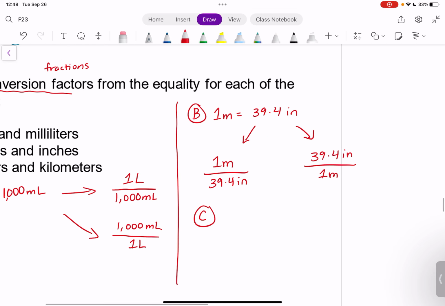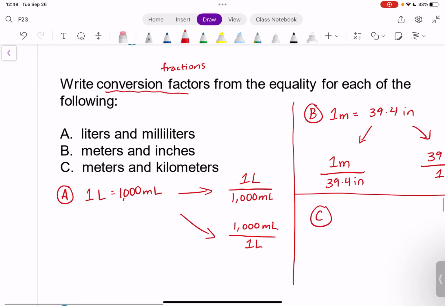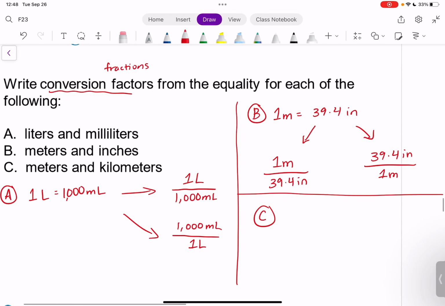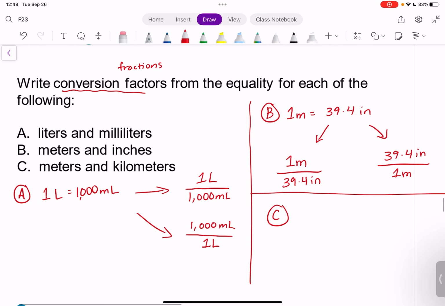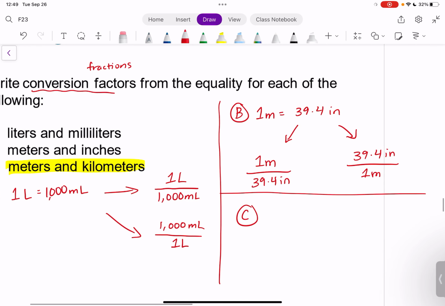All right, let's try C. And maybe draw a line here to kind of separate these. So for C, we have meters and kilometers. Now, for meters and kilometers, you do need to know the relationship between meters and kilometers. And you do, right? We learned that. So which one is bigger, kilometers or meters? Yeah, kilometers is bigger. So remember, I'm going to assume I have one of my big thing, kilometers. Now, in 1 kilometer, how many meters are there? Yeah, 1,000. 1,000 meters are in 1 kilometer. Okay, 1,000 of my little things are in one of my big thing.